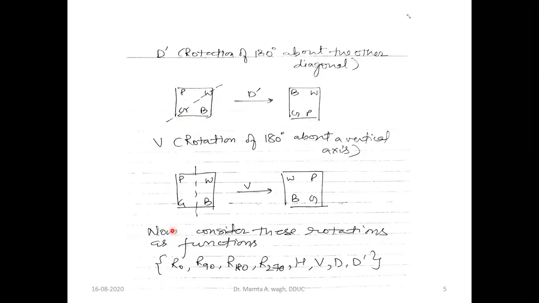Now the next rotation is the rotation of 180-degree about the vertical axis. This is the vertical axis. If I rotate along the vertical axis, then P and G will come to the right hand side, and W and B will go to the left hand side.